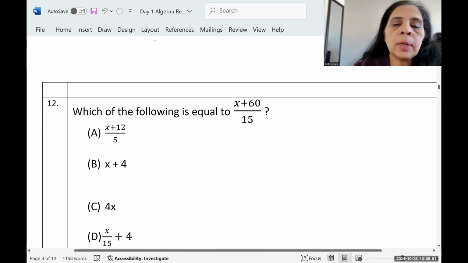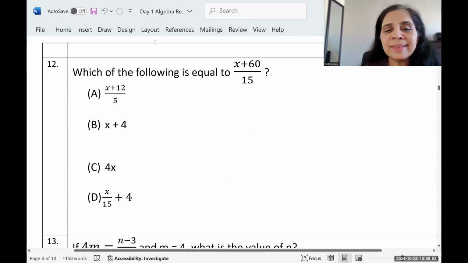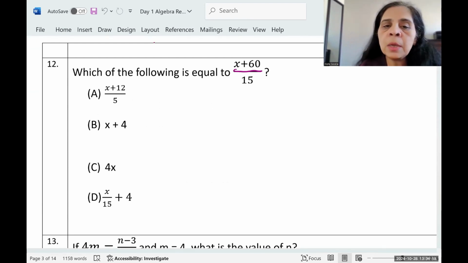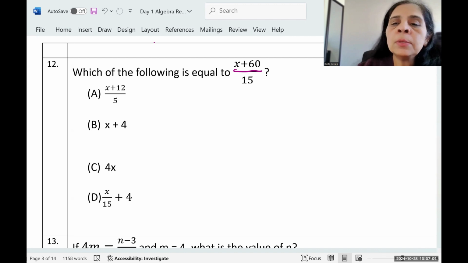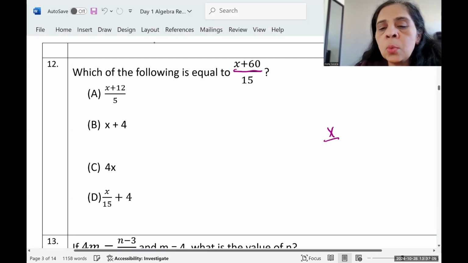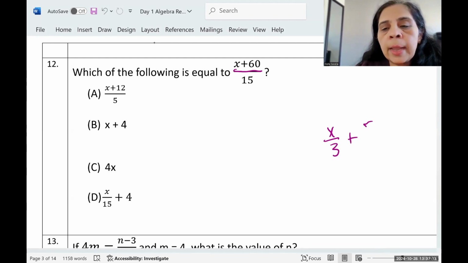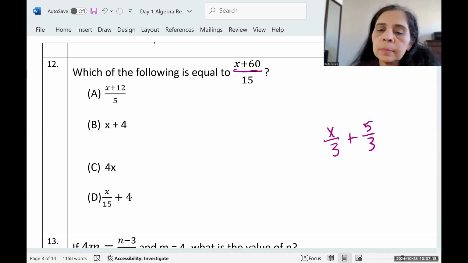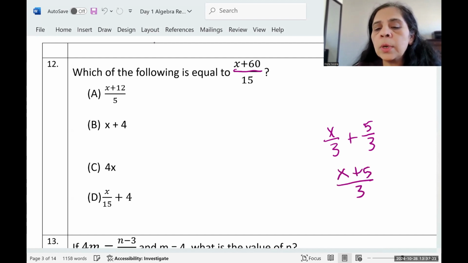Let's see number 12. We have a fraction. So we can see we have to simplify. We can just decompose it, fraction. What we can write from here. So I will show you a different example here. Let's see, we have x over 3 plus 5 over 3. If we have the same denominator, we can add the numerators, right? So x plus 5 over 3.